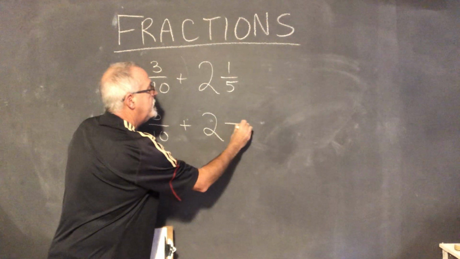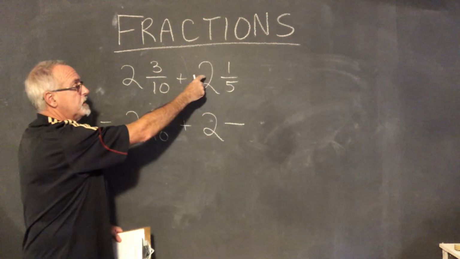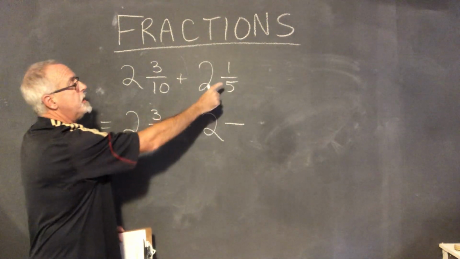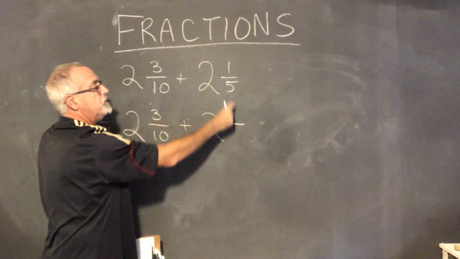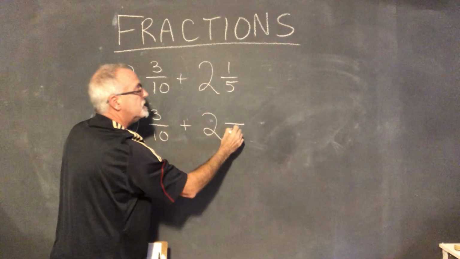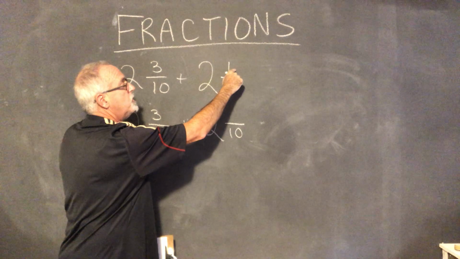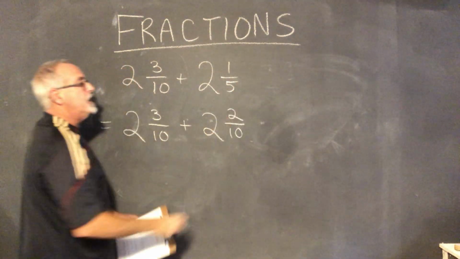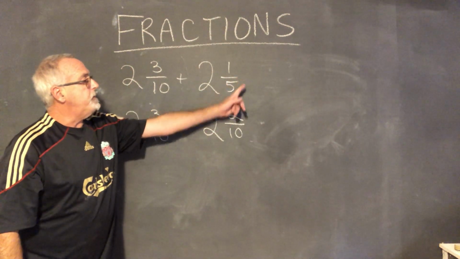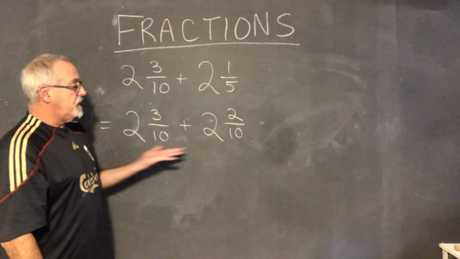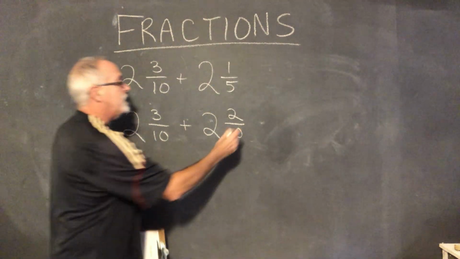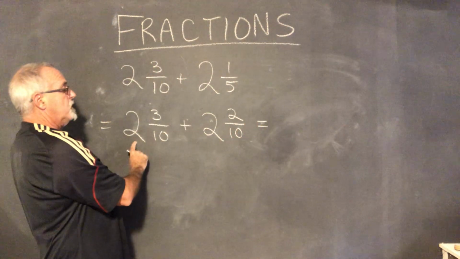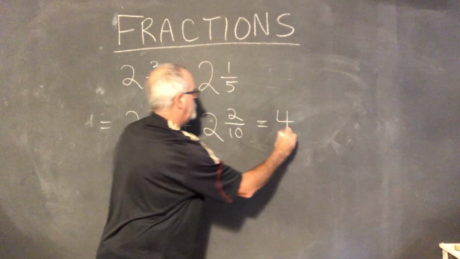But this one, notice how the 2 isn't changing. The big whole number isn't changing. But if I want this fraction to be over a 10, well, 5 times 2 is equal to 10. So I have to do 1 times 2 equals 2. I am expanding the 1/5 to be a 2/10 so that I have my common denominator. And now I can go ahead and answer the question. 2 plus 2 equals 4.